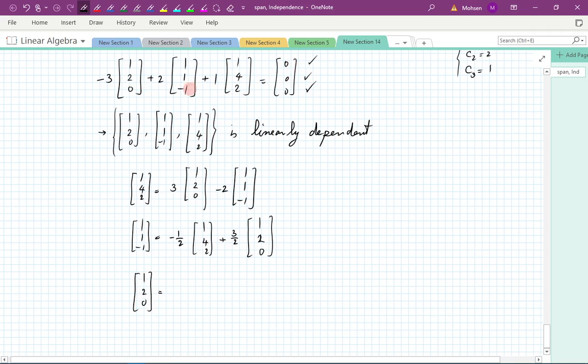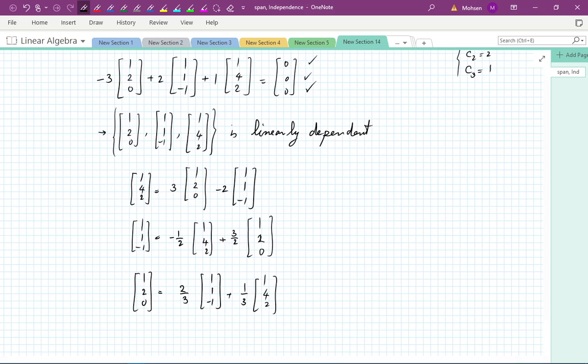If you want 1, 2, 0, take that one to that side, keep these things, so it becomes 2/3 of 1, 1 minus 1 plus 1/3 of 1, 4, 2. So this one can be represented in terms of the other two, or this one can be represented by the other two. Of course, instead of wasting time like this, we can put it all in one equation and then take whoever you want to the other side, so long as all of these coefficients are not 0. We call that the trivial combination. Of course, that is 0. That does not reveal any information for us.